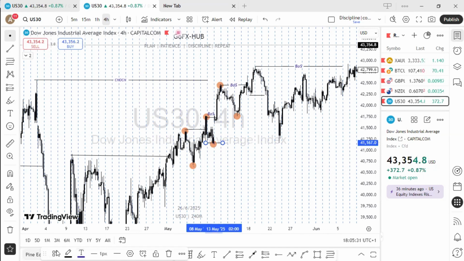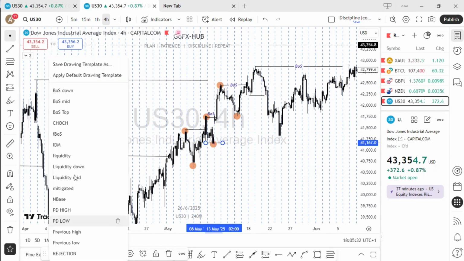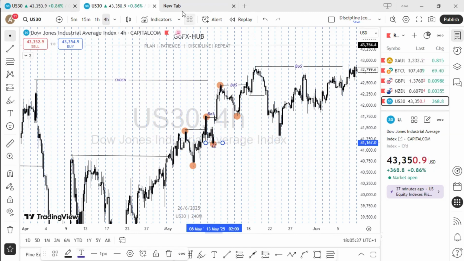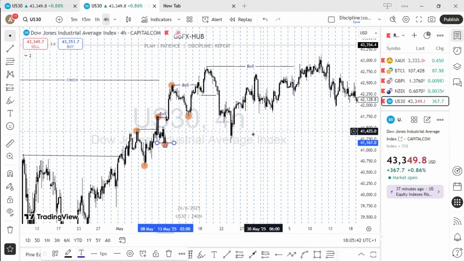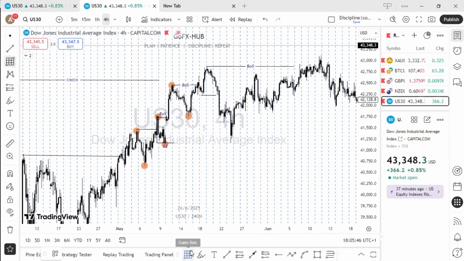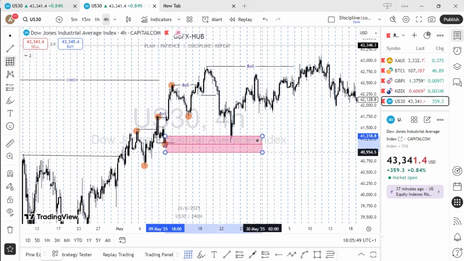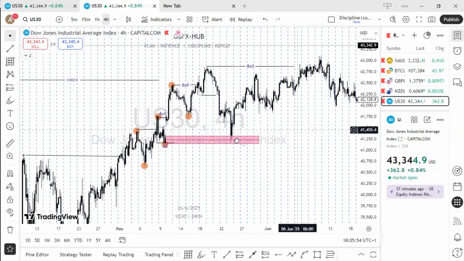Name it or rename it. This is liquidity downward. Where price is expected to come down, then the price tagged in and pushed upward. You can see a very nice trade, very nice exhibition.